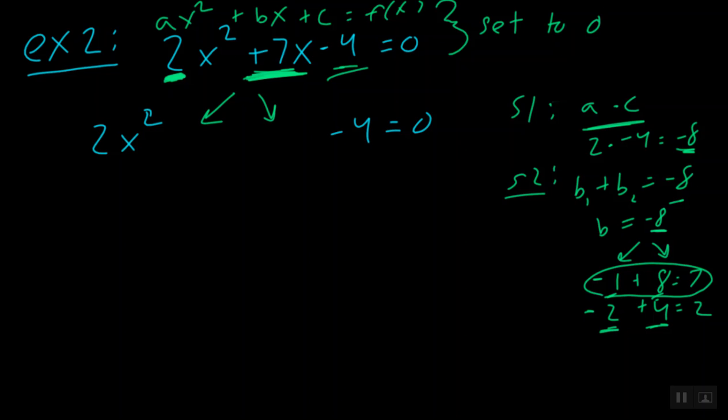And now the appropriate question is which one goes with which. In this case, it really won't matter. So let's just write negative 1x plus 8x, and we can now move forward. So what do we do here? We're going to use factoring by grouping. We'll put the first two terms in one group, and the second two terms in another group.